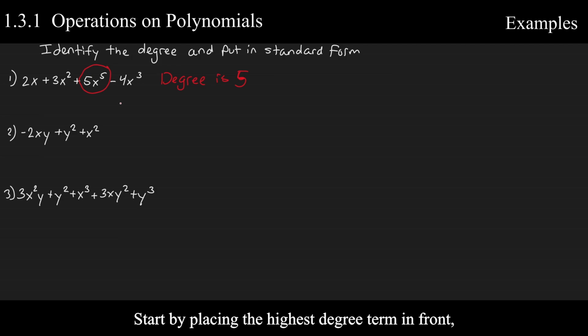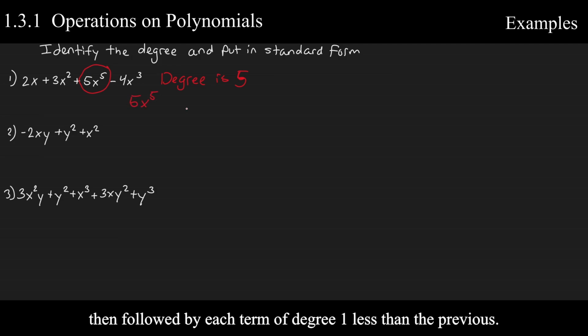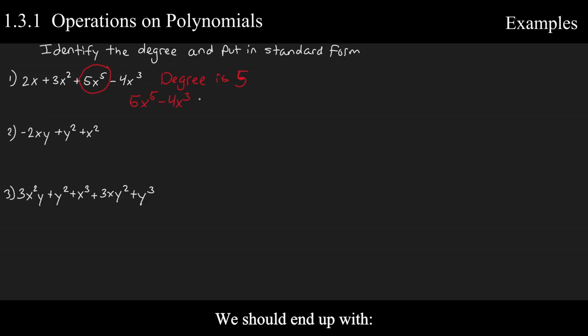We start by placing the highest degree in front, then followed by each term of degree 1 less than the previous. We should end up with 5x to the 5th power minus 4x cubed plus 3x squared plus 2x.